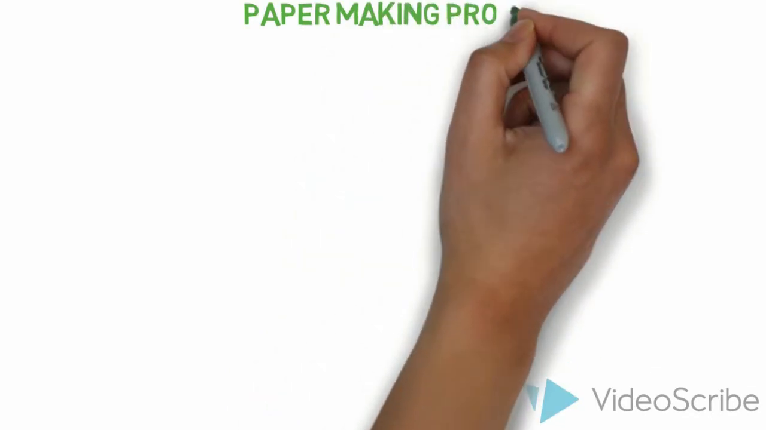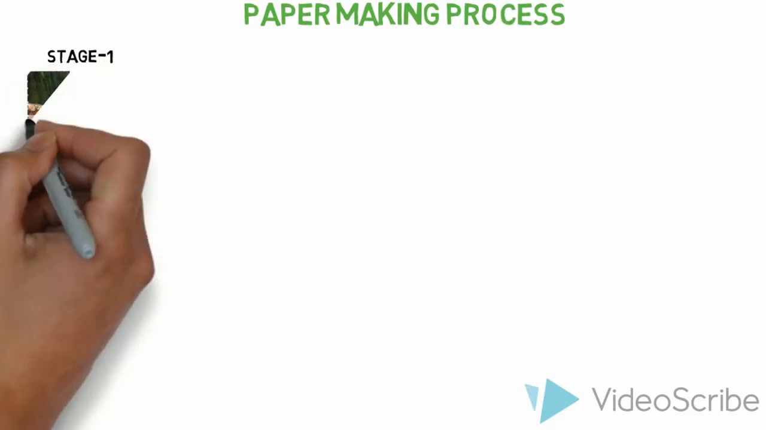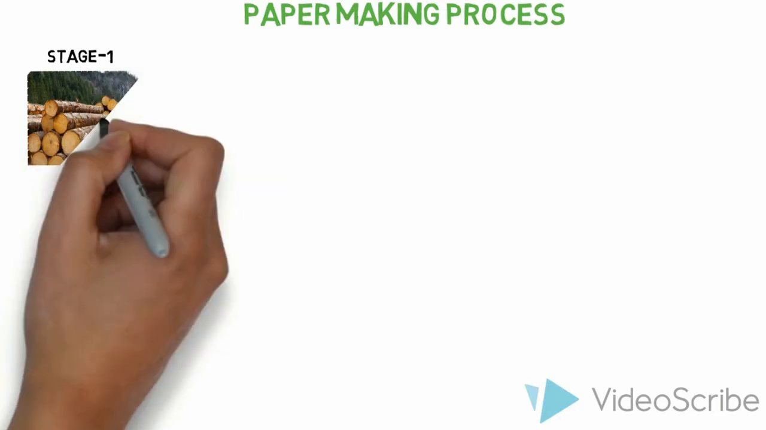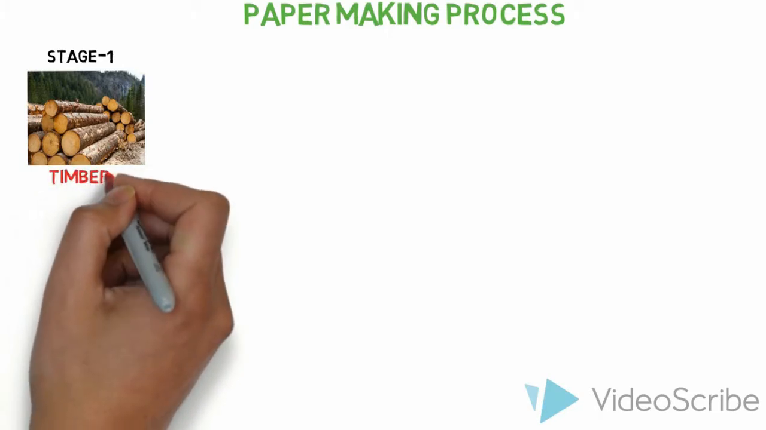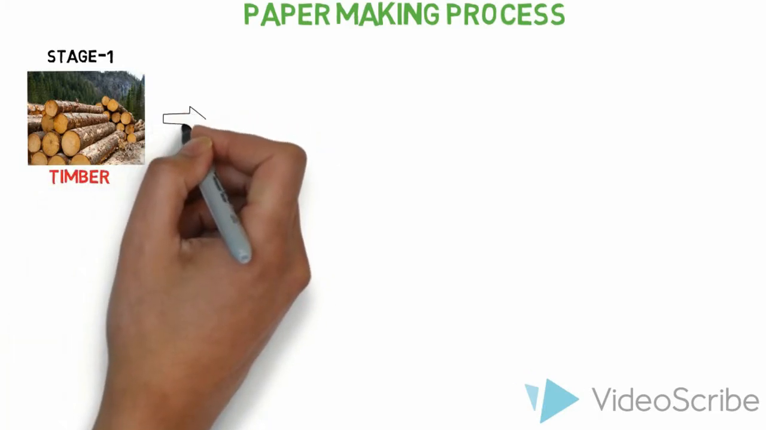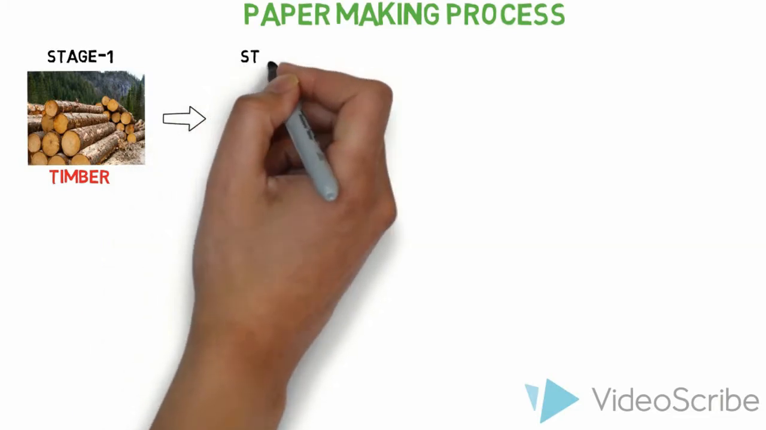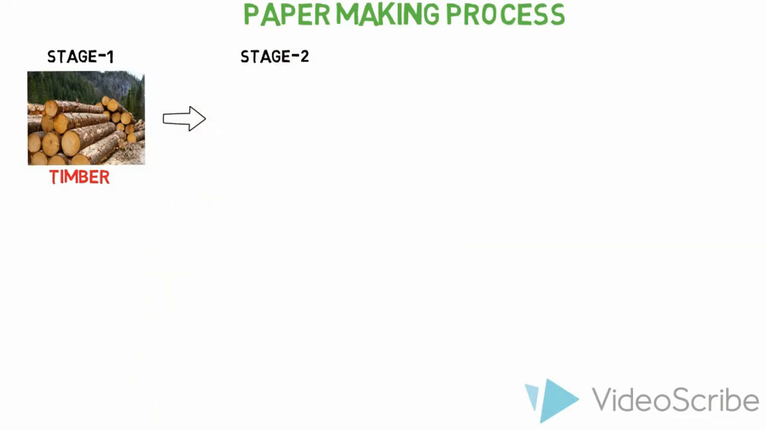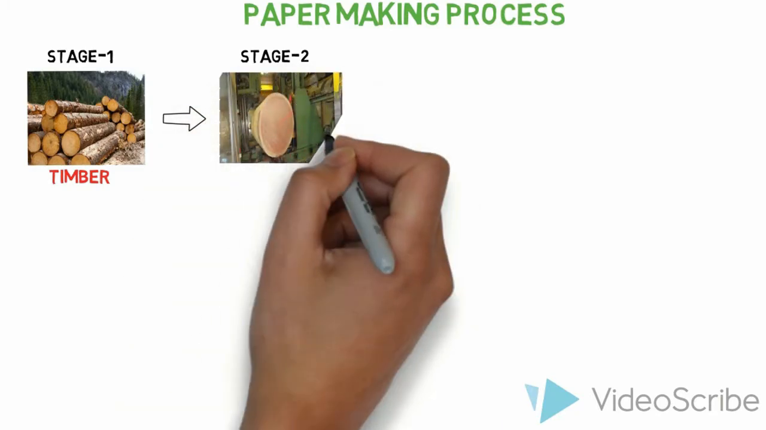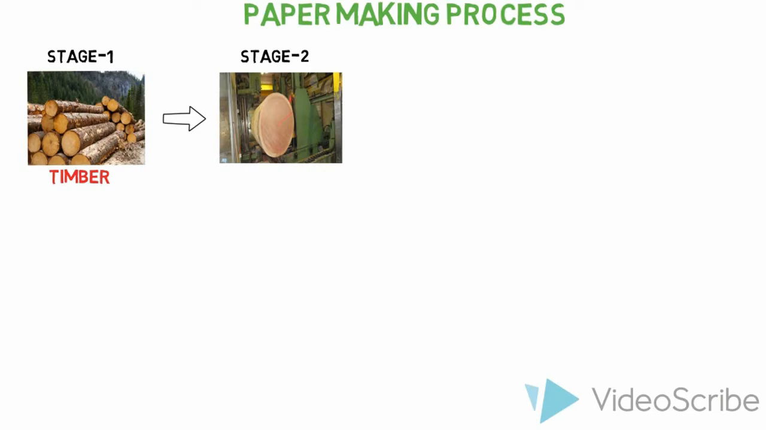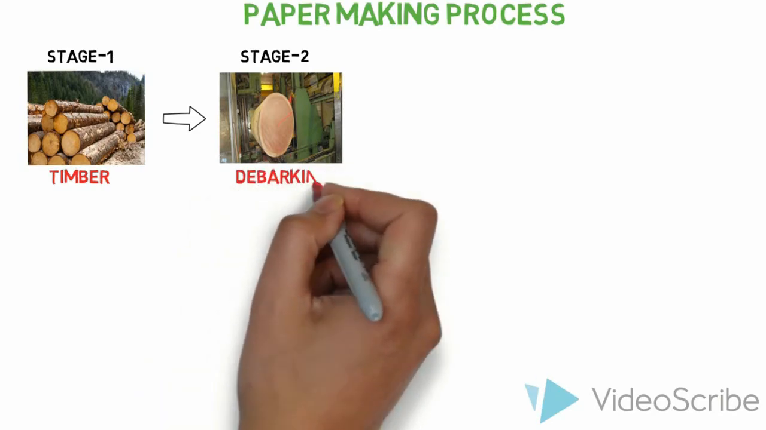Here is the detailed process of how to manufacture paper. Stage 1. Timber. The raw material for the paper making process is wood. The cellulose fiber of the wood is used to make the paper. Stage 2. Debarking of the wood. Debarking is the process of removing the outer skin of the wood. The outer skin is a dead cell.